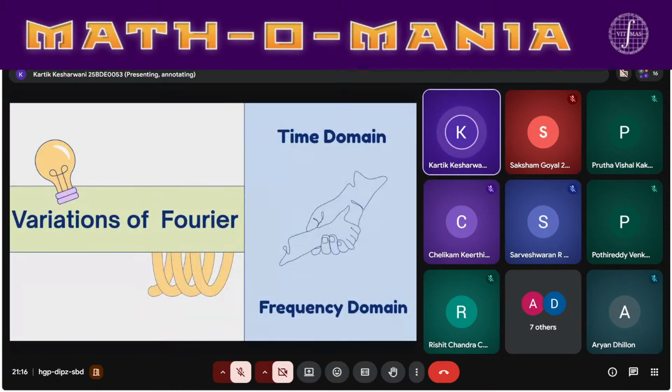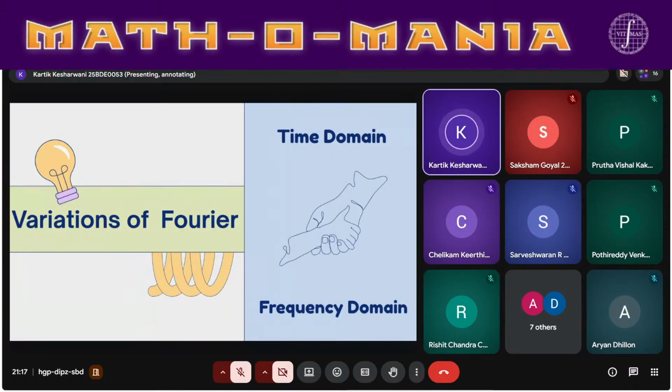Now that we have understood the basic idea of Fourier analysis and why it is so important, let's take the next step. So far, we've been talking about Fourier analysis as if it is a single concept, but in reality, it is not just one method, it is a whole family of techniques. Different types of signals require different approaches, and over time, several variations of Fourier analysis have been developed to handle these different situations. So, in this part of the lecture, we are going to explore the major variations of Fourier analysis and understand when and why each one is used.